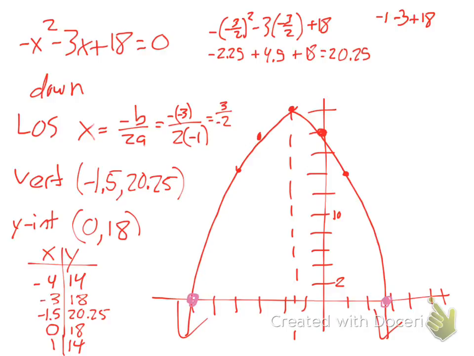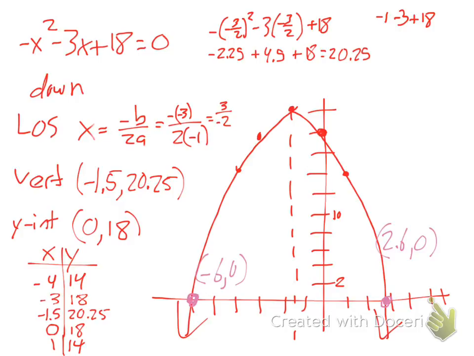My answer, one of them is at negative 6, 0. And the other one is at 2.6, 0. It looks like about 2 2/3. About 2/3 of the way through.